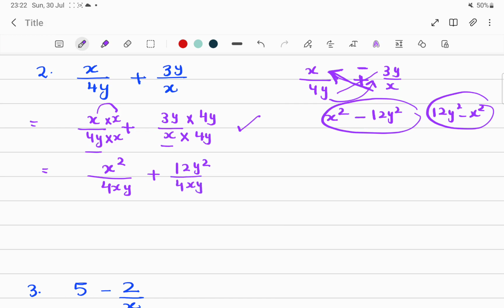Now the denominators are the same, so I can write them once, and the numerator is x squared plus 12y squared. As the terms are not like terms in the numerator, we have to keep it like this. So this is the answer.